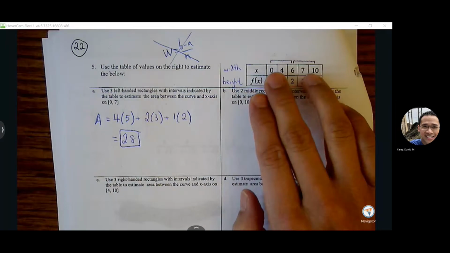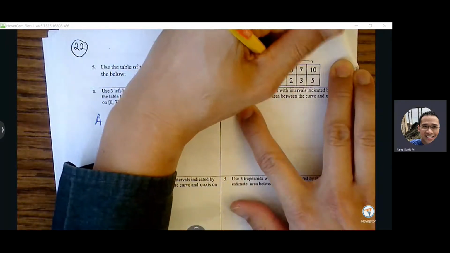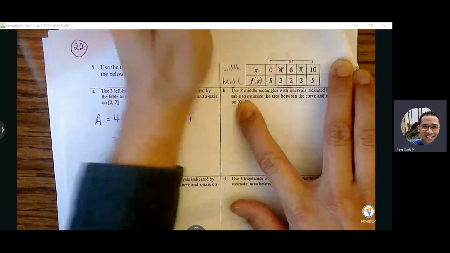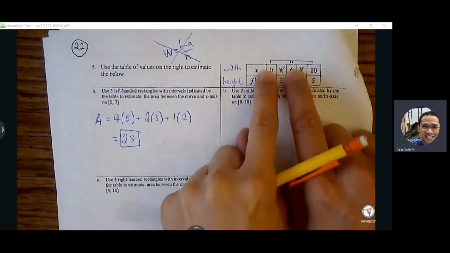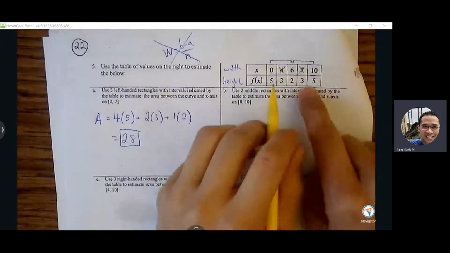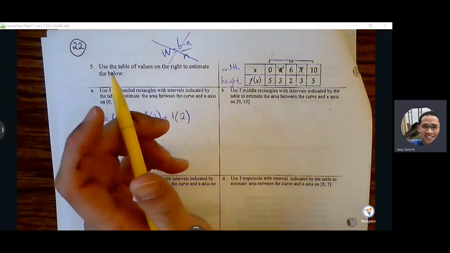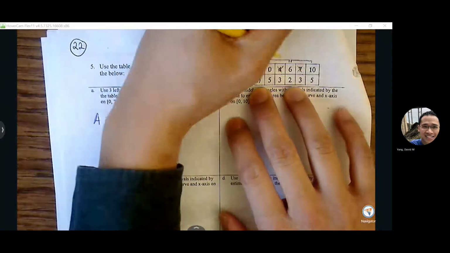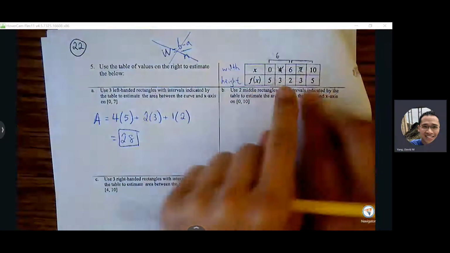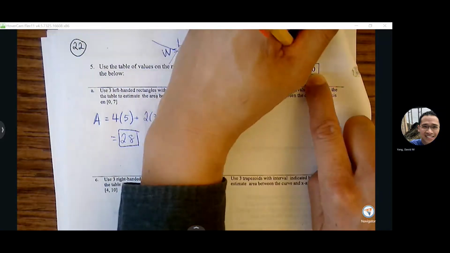Now you're going to ignore the middle value of your x value. That's not going to play a role right now. All you're doing right now is looking to see where your bracket is pointing, and those will be the only numbers you're going to look at for the width. So 6 minus 0 will give you the width, and then 10 minus 6 will give you the width of the second rectangle.